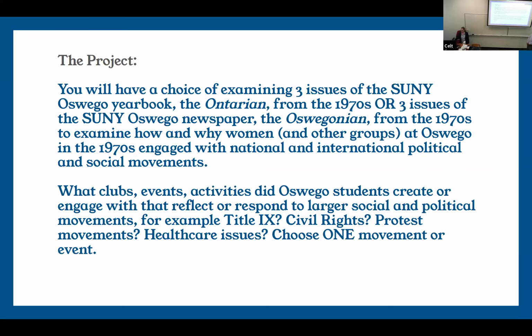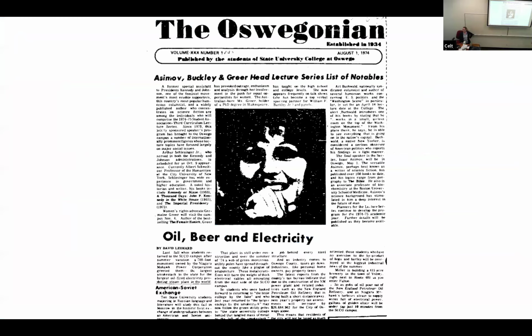And students had to choose one movement or one event in order to engage with these materials. So just as an example, this is the front page of the Oswegonian from August 1st, 1974. I chose this randomly, but as it turns out, I guess I did a good job of choosing it because on the front cover, you can see this is a very badly reproduced photo, but this is Germaine Greer, who was a huge women's rights advocate in the 1970s, and she was actually invited to speak at SUNY Oswego in November of 1974.